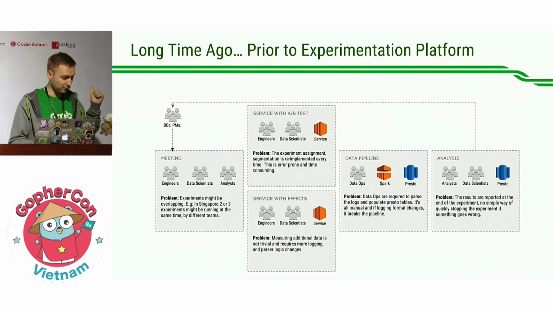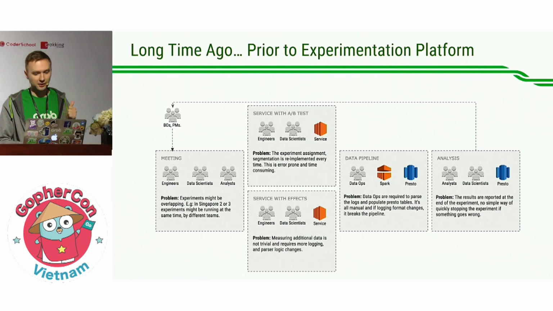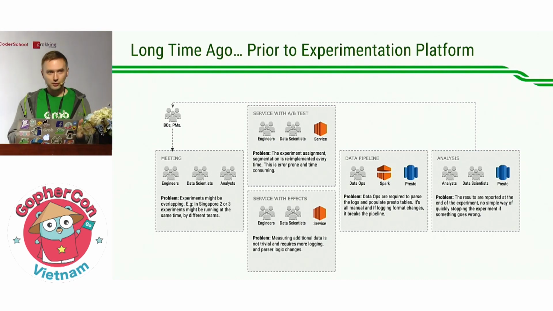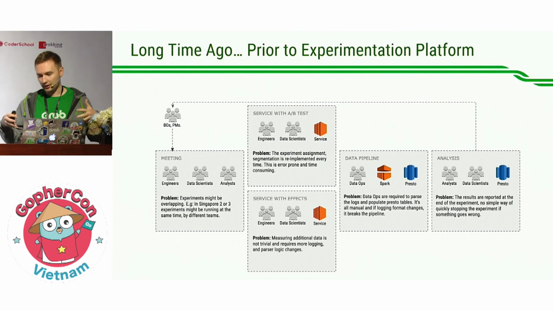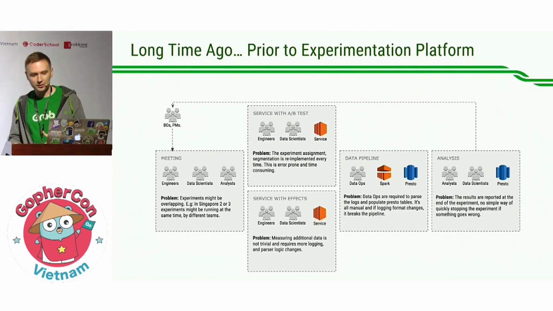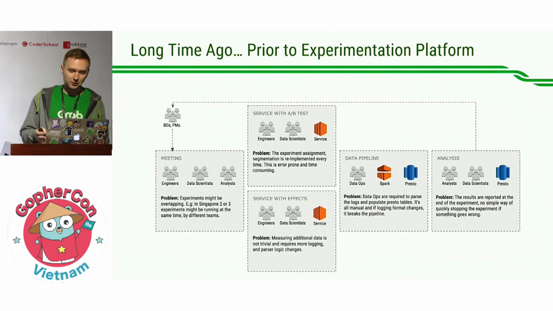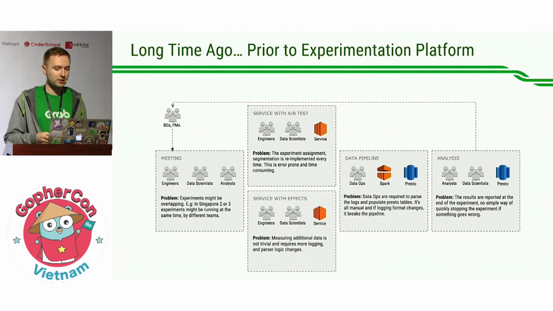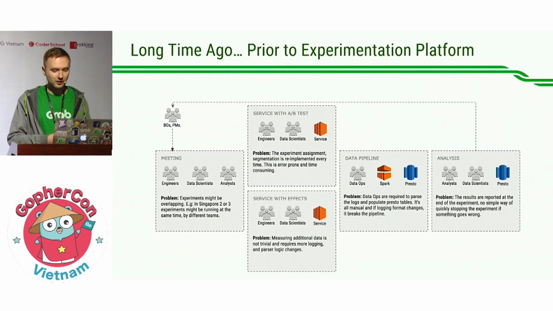Before we built the experimentation platform at Grab, we were running experiments, but they were very manual and tied to the process. Business owners and product managers would schedule meetings and bring engineers, data scientists, and analysts all together in one room, and say, we want to run this experiment in Singapore, and so on. And then, go ahead and implement it, right?